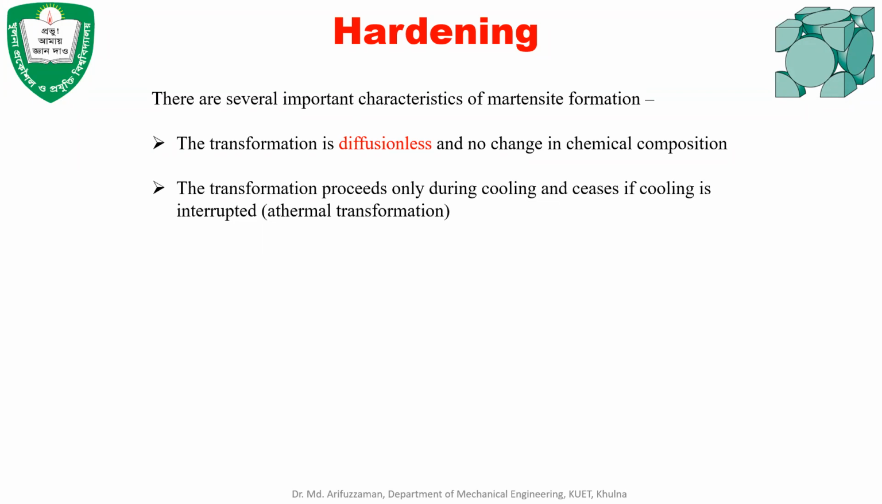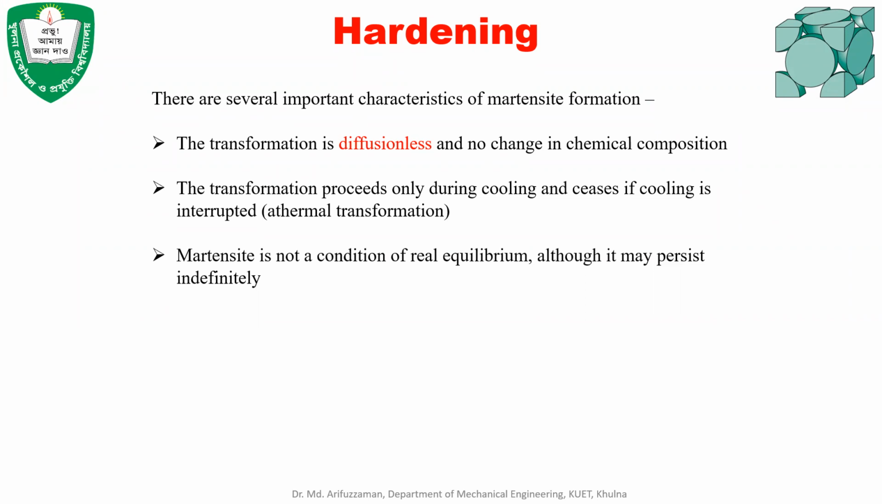And the transformation proceeds only during cooling and ceases if the cooling is interrupted. That means whenever you do the faster cooling, the transformation continues, but if you stop cooling and keep it at a certain temperature, the transformation is interrupted, and then again the pearlitic structure, that means the mixture of ferrite and cementite, will be obtained. Therefore, if you want to obtain 100% martensite, that means if you want to do proper hardening, you should not interrupt the cooling process. Okay.